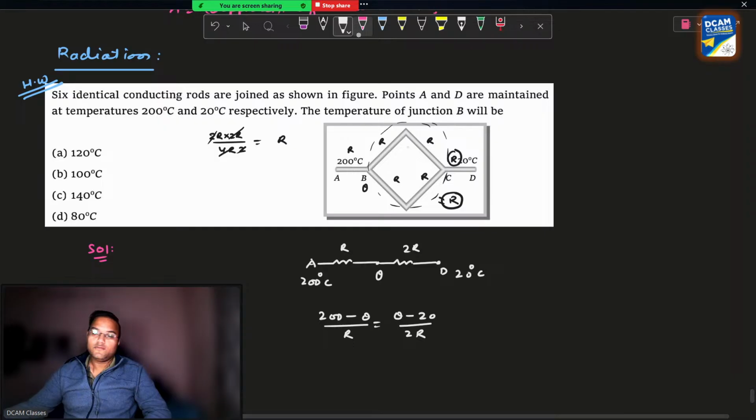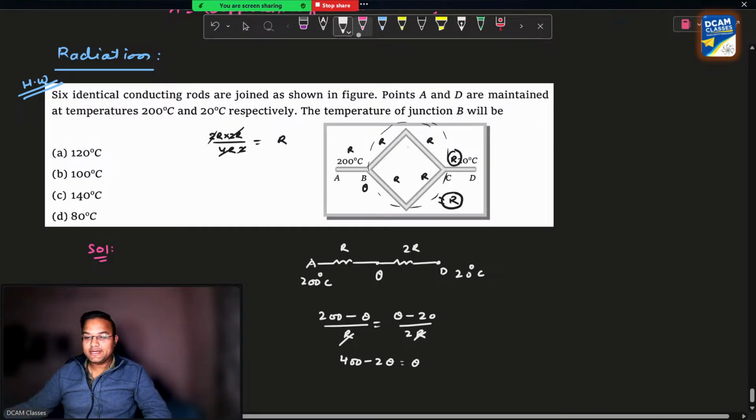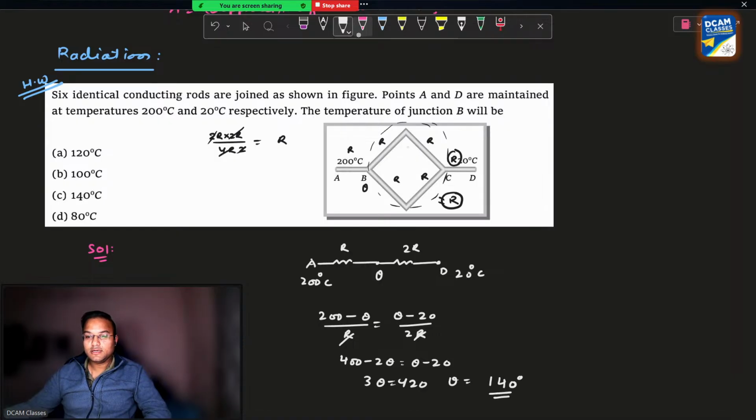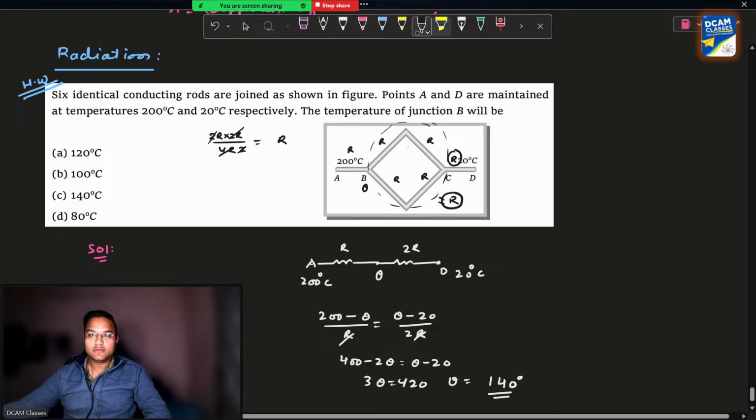What are you doing? How much time did you take? 400 minus 2 theta is equal to theta minus 20. So 3 theta is equal to 420. Theta is equal to 140. How much time are you taking to solve the question?